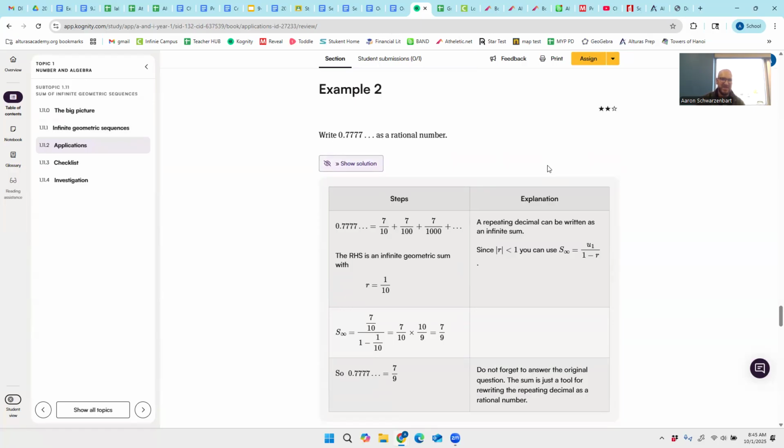So that's 7/10, that's 7/100, that's 7/1000. So we have a series with U1 equals 7/10 and r equals 1/10. So if I stick that into my formula, 7/10 over 9/10, and I get 7/9.